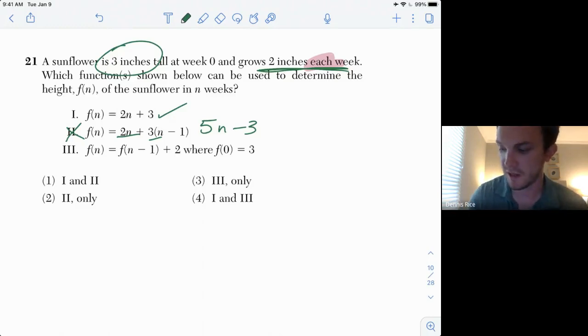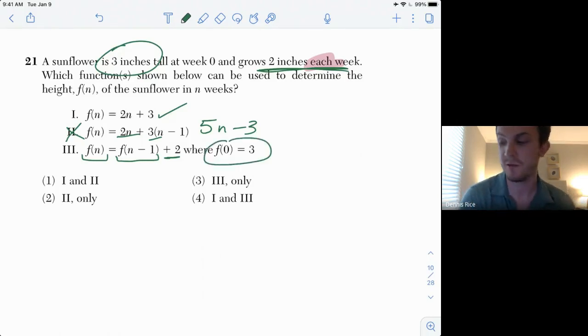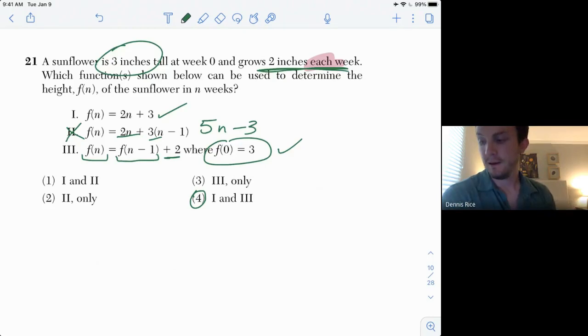So what this is saying is, hey, in some given week, it's the previous week plus 2, which makes sense. Hey, 2 inches every week. And then it also identifies the starting amount. So it's saying, hey, starting with 3 inches, every week it will progress 2 more, plus 2. So 3 is a good recursive rule. Usually we think in terms of sequences, but we can do it with functions as well. Very good. So 1 and 3 there.